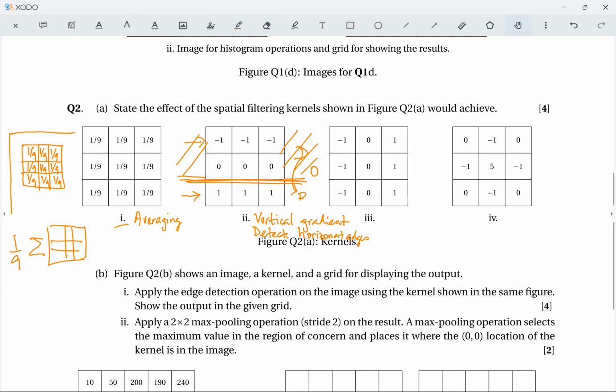Similarly, this kernel, as you see, would respond highly for an image like this. Dark pixels in this region, bright pixels in this region. So therefore, this kernel would be a horizontal gradient kernel. Detects vertical edges.